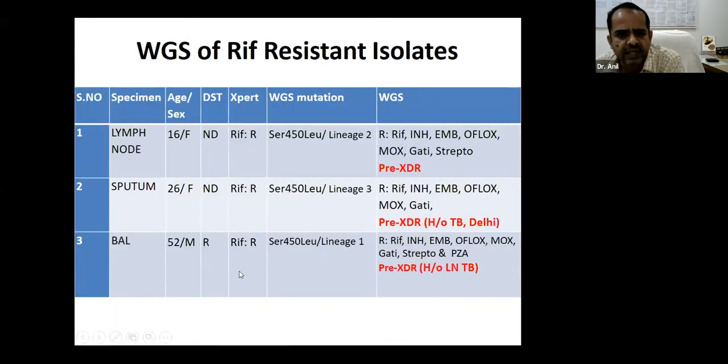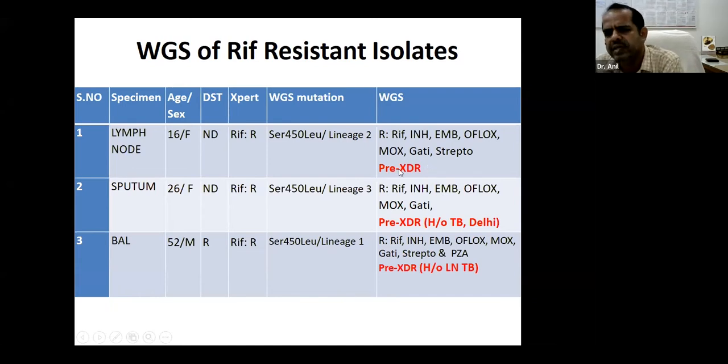Next, we sent 6 isolates which were rifampicin resistant by GeneXpert. So GeneXpert done on the direct sample was resistant, and the culture isolates were available. We sent the whole genome sequencing of the culture isolates only, because that's the best sample to send for whole genome sequencing, because the amount of DNA would be very good and the coverage would be more than 99%. Coverage of the whole TB genome would be more than 99%. The depth also would be very good.